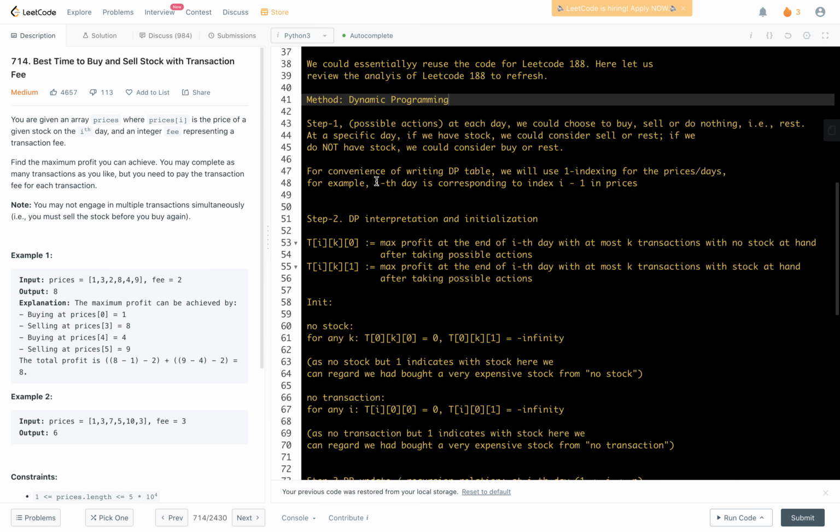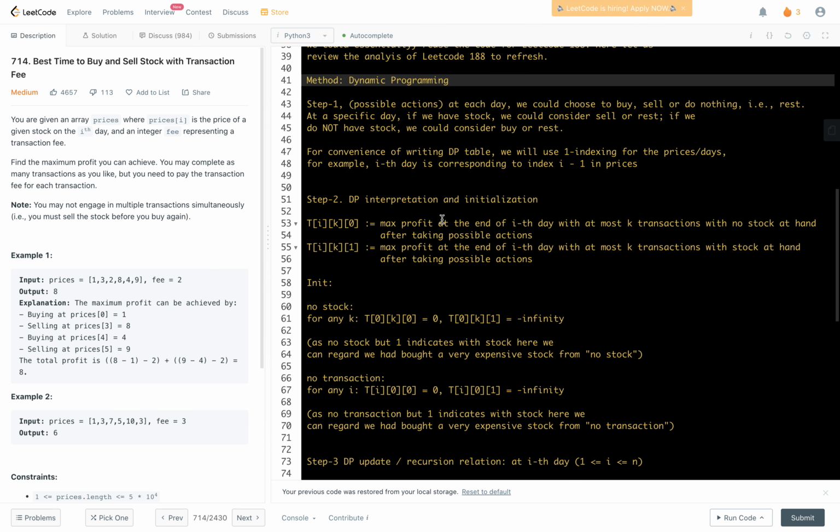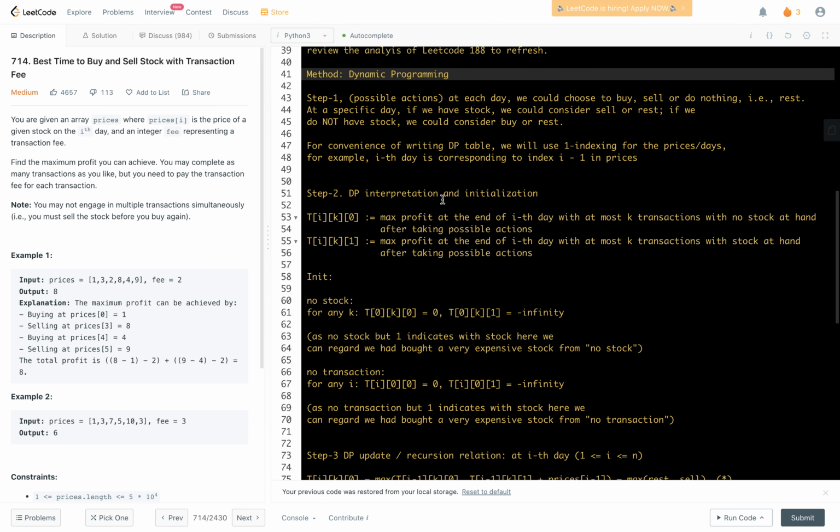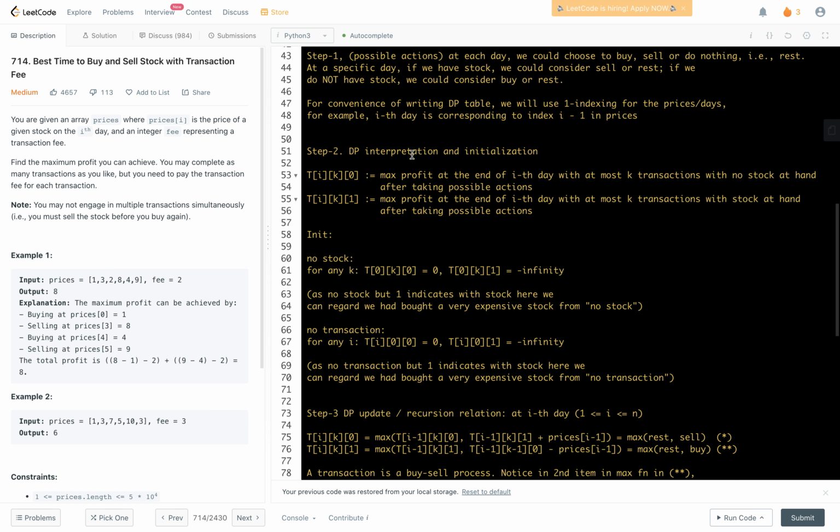For convenience of writing the DP table in this problem, we use one-indexing for the prices or days. For example, day i starts from 1. So day i corresponds to index i-1 in prices. So this is step 1, the possible actions.